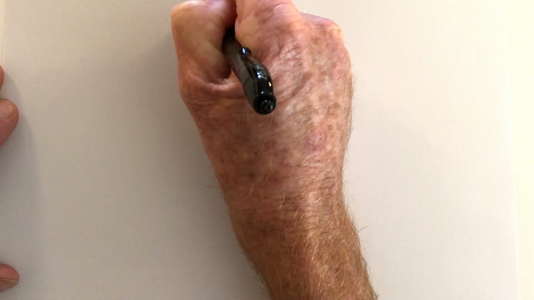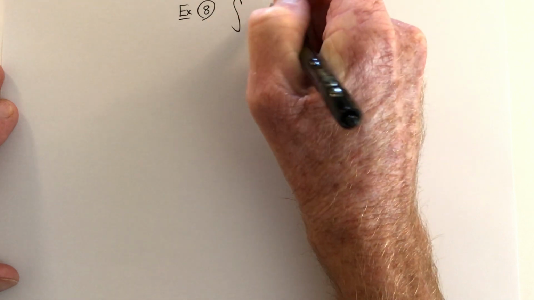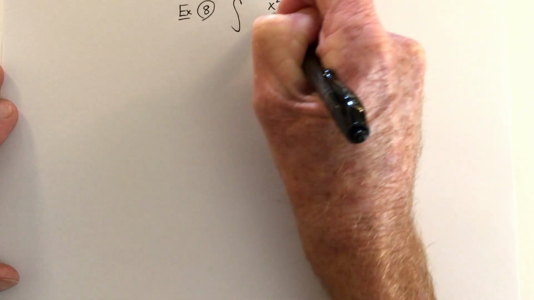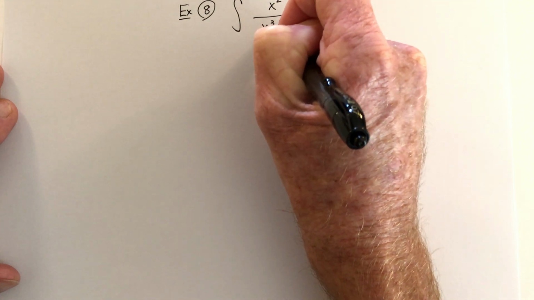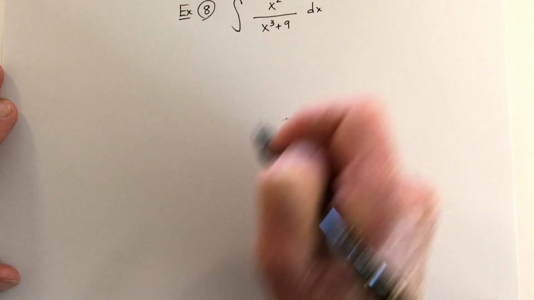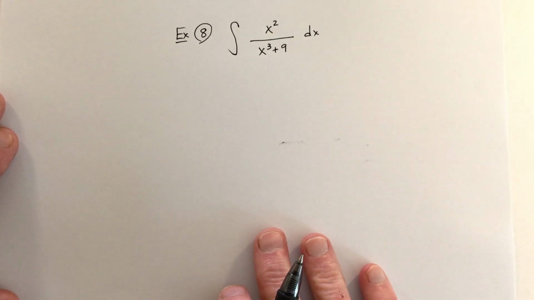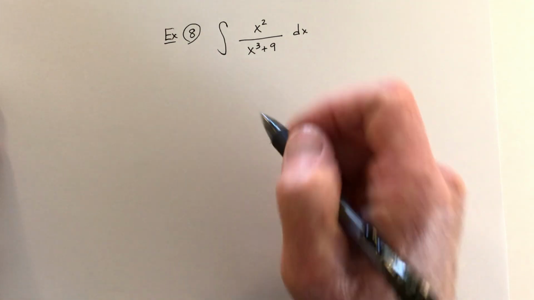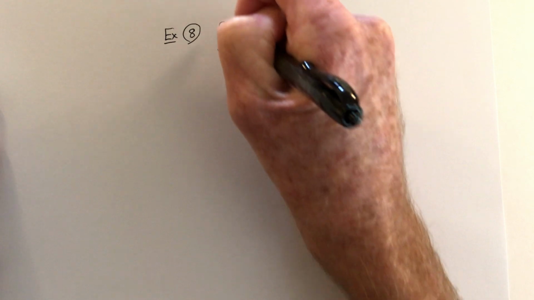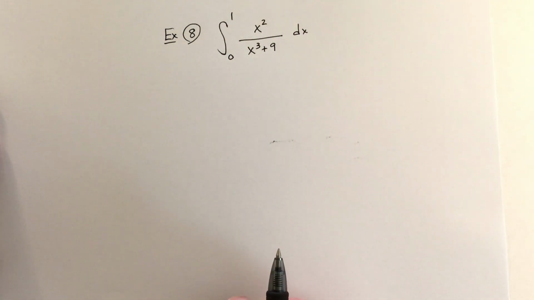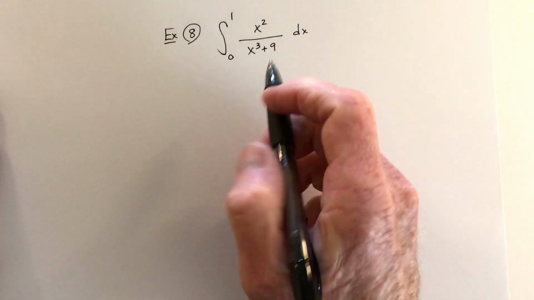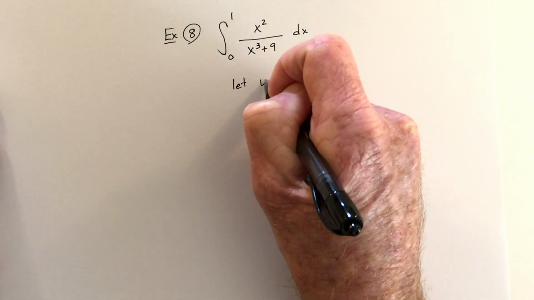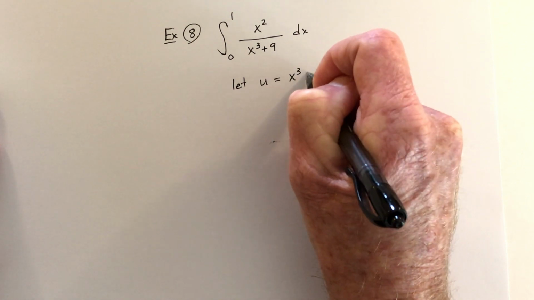And then another u substitution. So for example number 8, if you integrate an x squared over an x cubed plus 9, sorry about that, was a little bit off the screen. And then let's just keep it simple, we'll go from 0 to 1. So this is another u substitution, and when you have a fraction, it's a good idea to try let u equal the bottom part, x cubed plus 9.